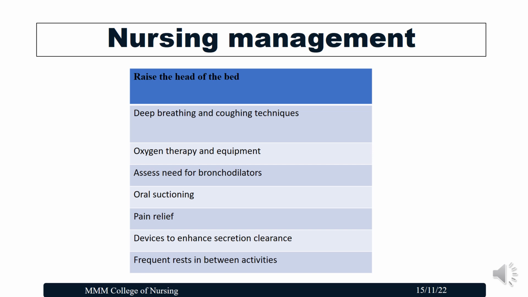The nursing management for hypoxia include raising the head end of the bed, teaching the patient deep breathing and coughing exercises, checking the oxygen therapy and equipment needed for oxygen therapy, and assessing the need for bronchodilators. Oral suctioning should be done if there are excessive secretions. Pain relief, devices to enhance secretion clearance, chest physiotherapy or a handheld vibrator should be given. Then frequent rest between activities should be planned for the patient. So these are some of the nursing management for hypoxia.